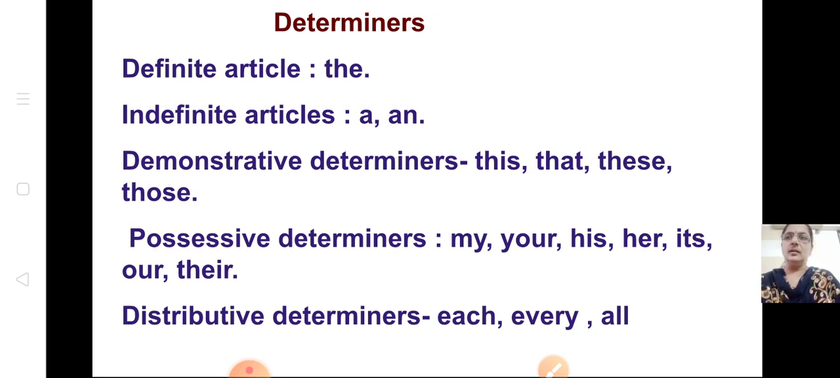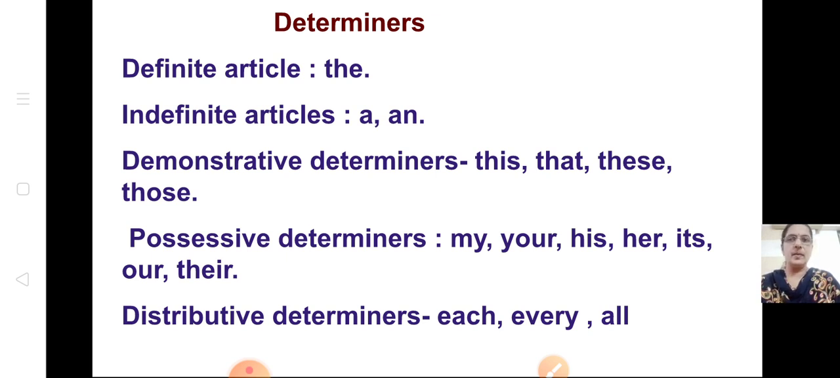A and an are called indefinite articles. Definite: the newspaper, the Ganga, the Himalayas, the train, whichever train, the Shatabdi train. The, when you're talking about a particular thing, you have to use the definite article the. Okay. Then indefinite, a or an.